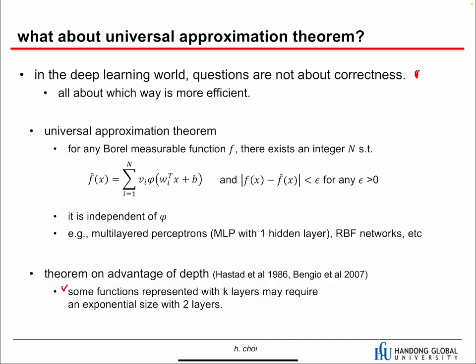So when we actually design a neural network in deep learning, you have to ask these questions. Which way is more efficient? Sometimes when we design a neural network in this way or in another way, they will work, but the performance will be different because one network will be more efficient than the other one. That is an important question in deep learning.